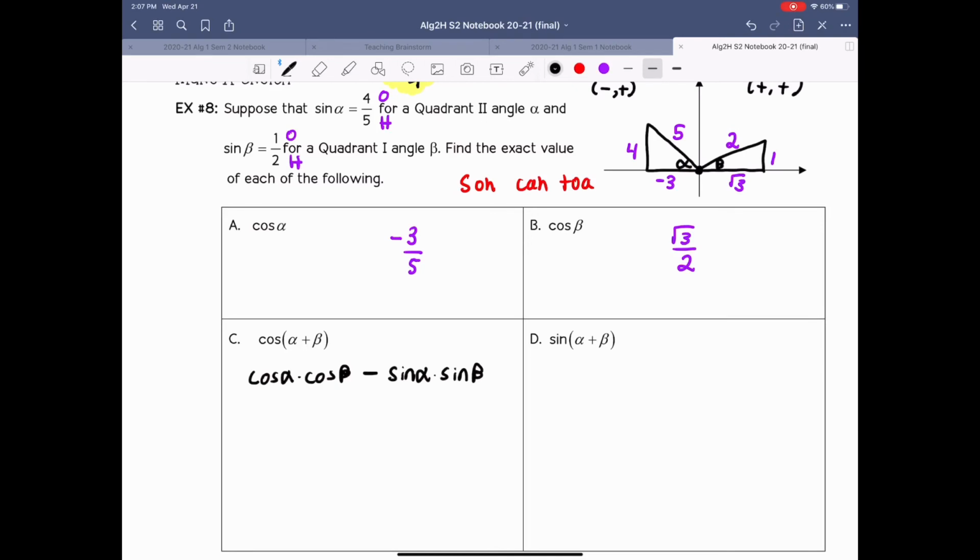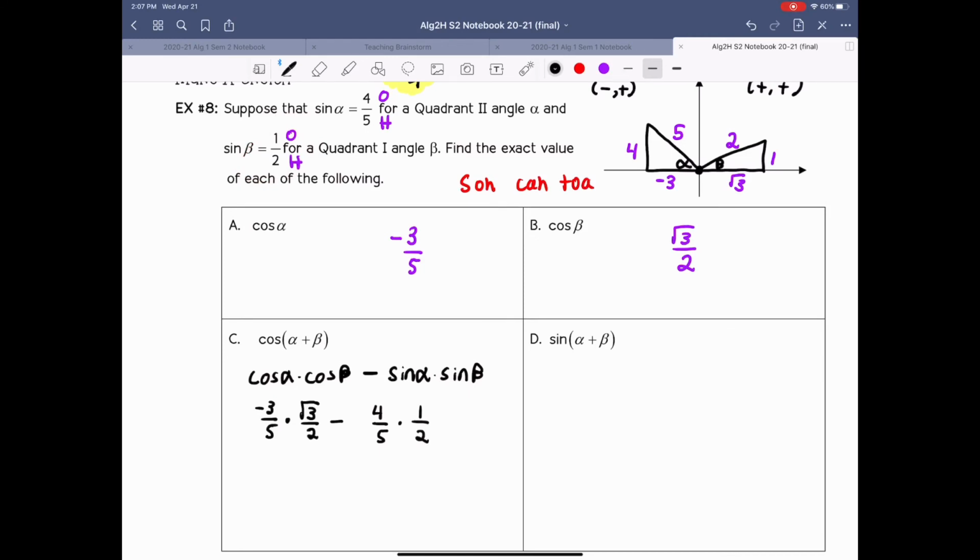All right, so let's fill in the missing information here. We have the cosine of alpha, which we know is negative 3 over 5. So let's make that substitution, negative 3 over 5, times the cosine of beta. I know the cosine of beta is root 3 over 2. And we are subtracting the sine of alpha times the sine of beta. Well, the sine of alpha, that is going to be right up here, 4 over 5, multiplied by the sine of beta, which we know is 1 over 2. So now we just got to simplify.